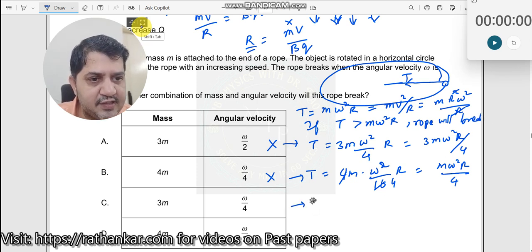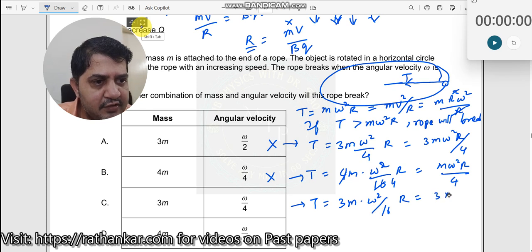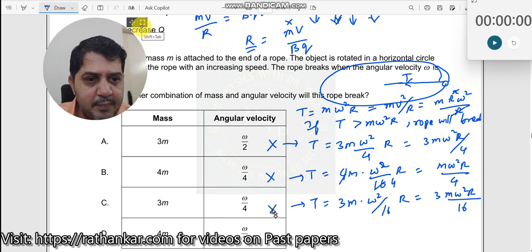Then let us look at this condition. T is equal to 3m into omega square by 16 into r. So this is also 3m omega square r divided by 16. Here also it will not break. So let us look at this condition. Definitely this condition should be correct. If you want, you can verify this also.